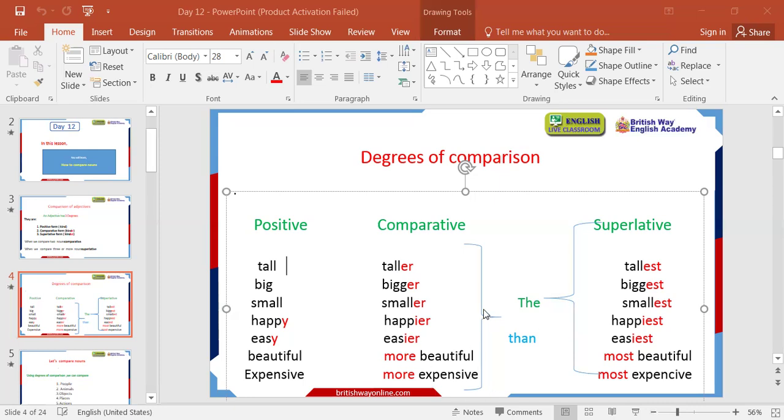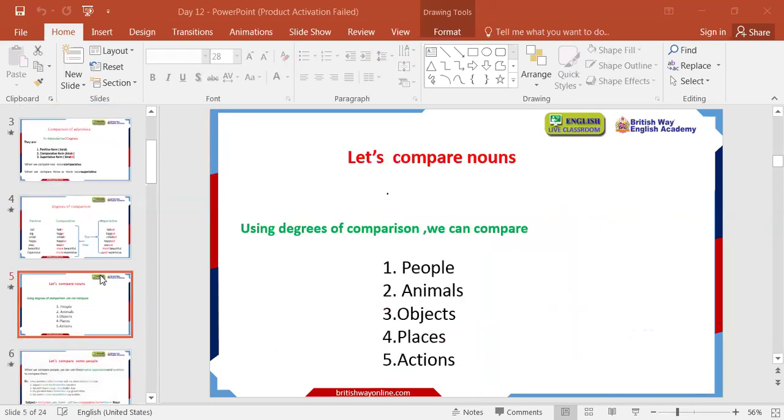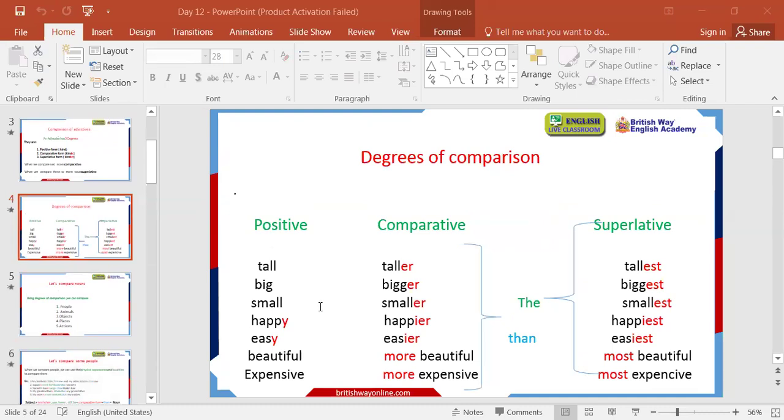Right? So you can study the spelling rules in the given paper. Okay? Right. If I say important, what is the comparative form? Try to say it. More important. Most important, superlative. Most important. Okay.